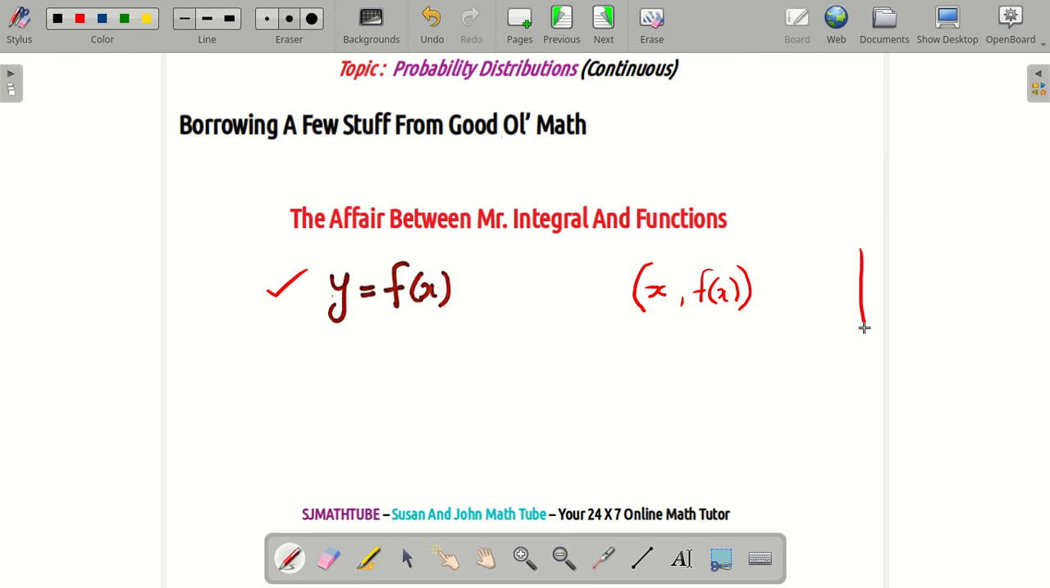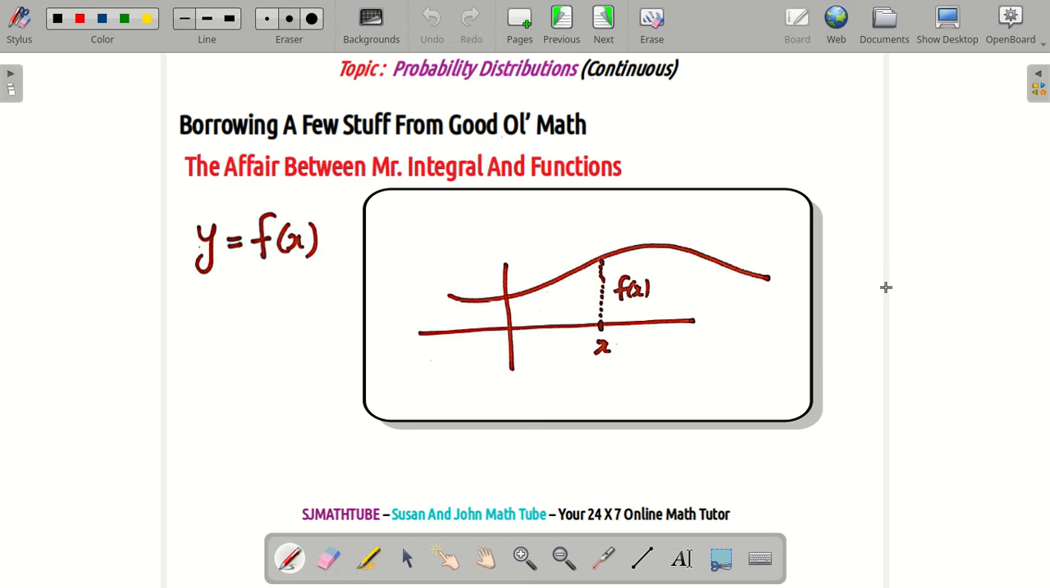And this coordinate can be represented as a point in our xy plane. That means every function corresponds to a graph. And I want you to notice one more thing. If your input value is x, then the height at that point will be f of x, and hence this coordinate will be x comma f of x.